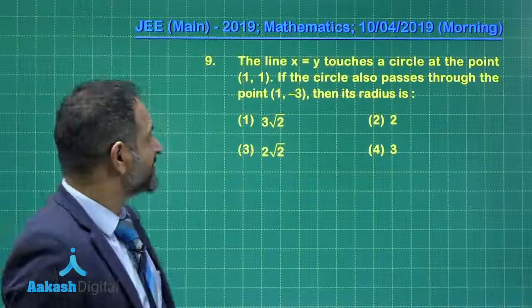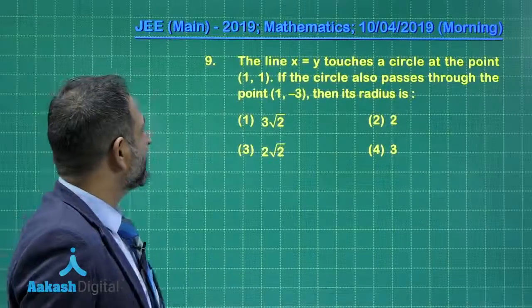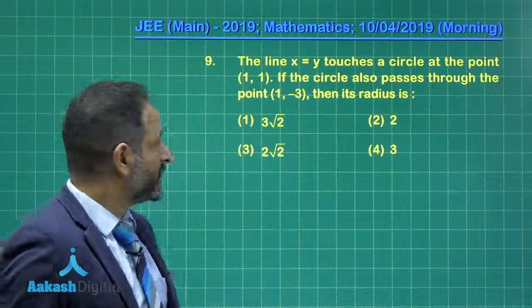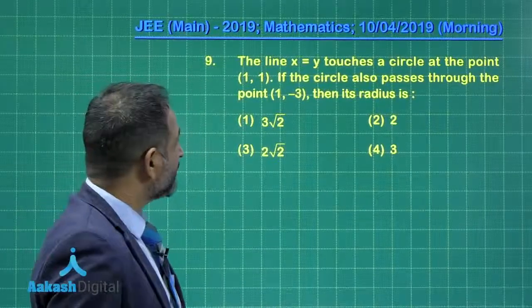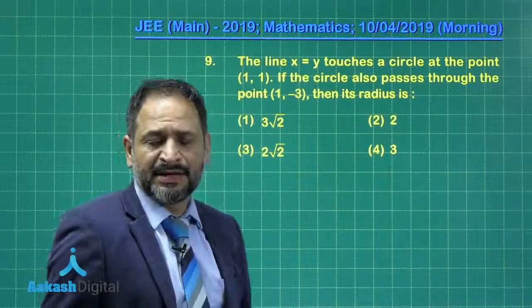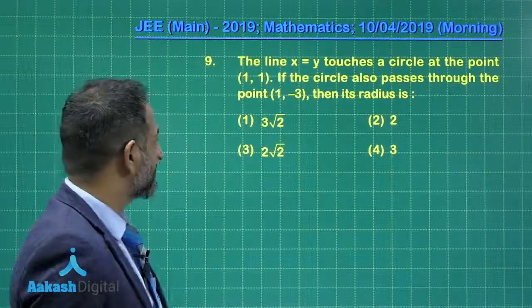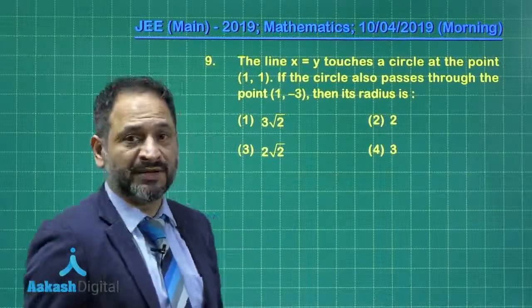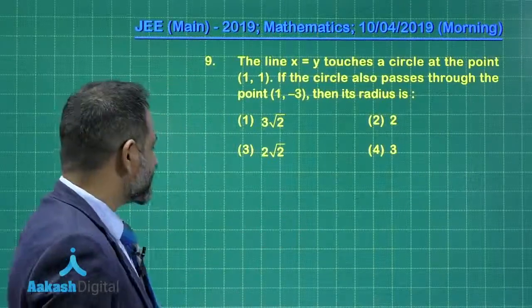The next question is from circles. What is given here? The line x equal to y touches a circle at the point 1 comma 1. If the circle also passes through the point 1 comma minus 3, then the radius is. Now, this concept, the concept of point circle, is a very important one. So, let us understand what is given to us.